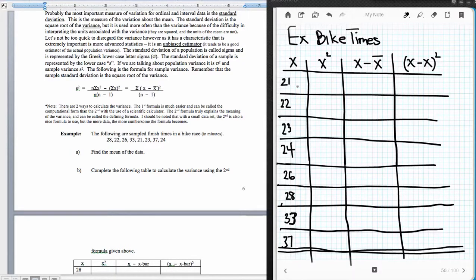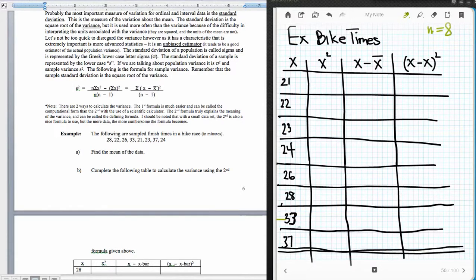So you see ordered data over here: 21, 22, 23, 24, 26, 28, 33, and 37. Those are the 1, 2, 3, 4, 5, 6, 7, 8 times. So what we know is that our n is equal to 8. So I'm just going to write that down right now.